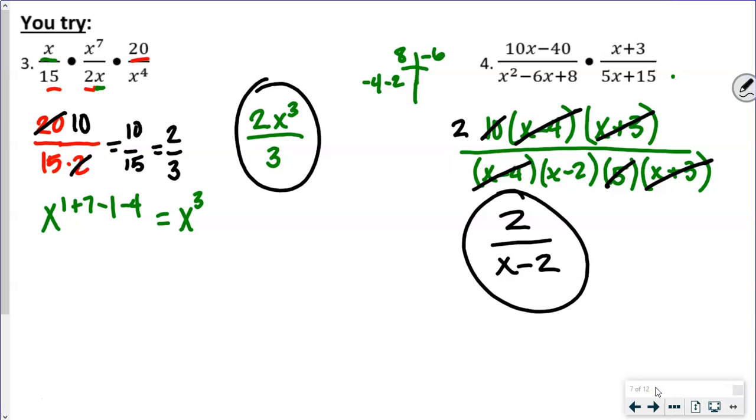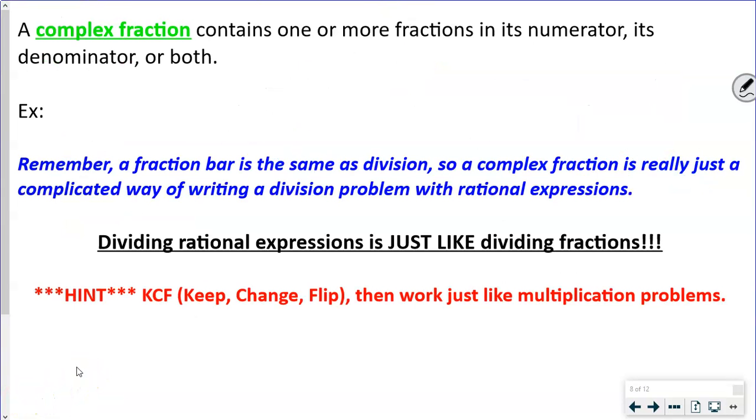Okay. So the next thing we're going to talk about are complex fractions, okay? And a complex fraction contains one or more fractions in its numerator, its denominator, or both. So basically, that would be like 2/3 over 1/2, right? Now, if you guys recall, remember, a fraction bar is the same as a division. So a complex fraction is really just a complicated way of writing a division problem. So isn't this really just 2/3 divided by 1/2?